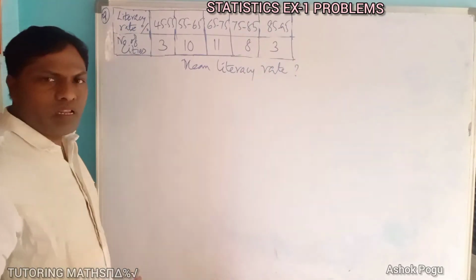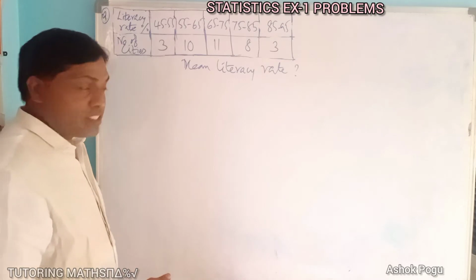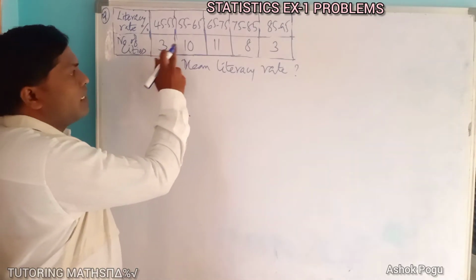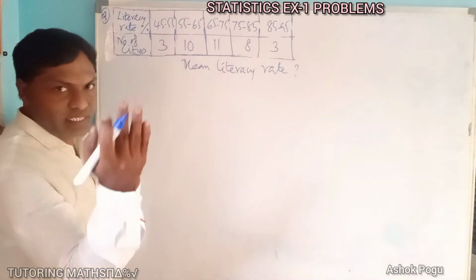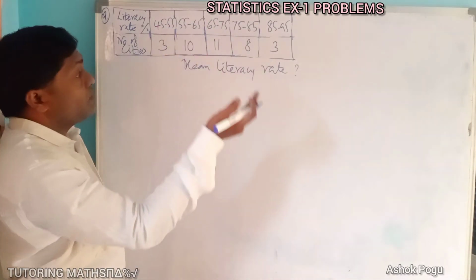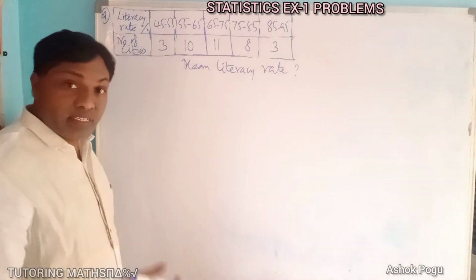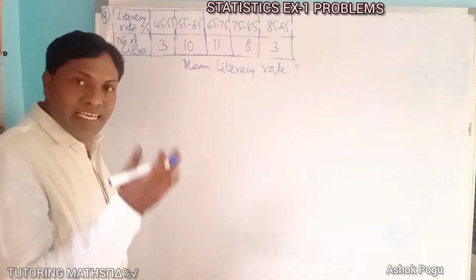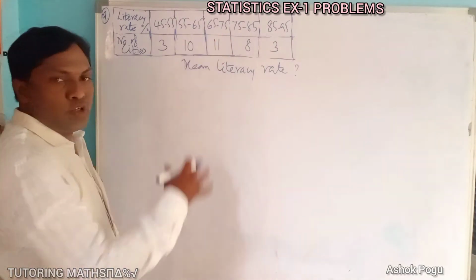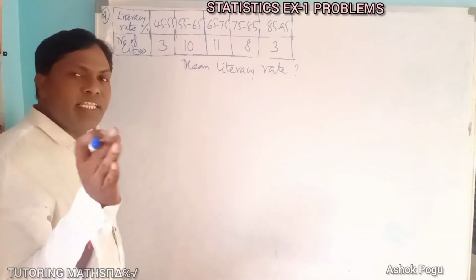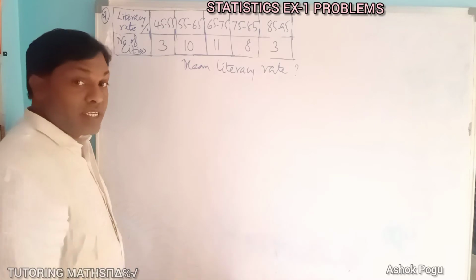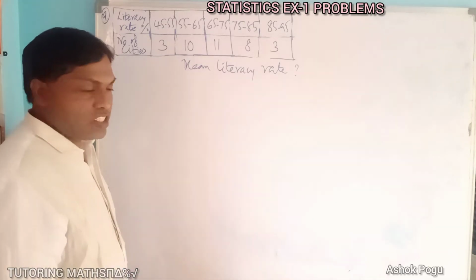Yes, very simple. So let us apply one of the 3 methods. First of all, observe the data: 3, 10, 11, 8, 3. But here the class intervals, that is nothing but literacy rate, are 45, 55, 75, 85. The figures are somewhat big. So it is better to follow the third method, which is called the last method, that is the step deviation method. We are going to apply the step deviation method.